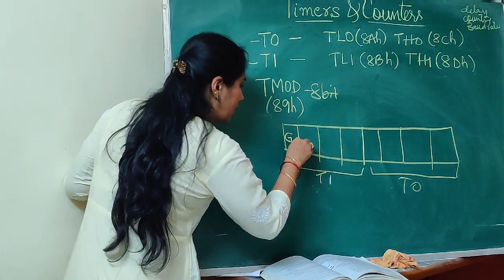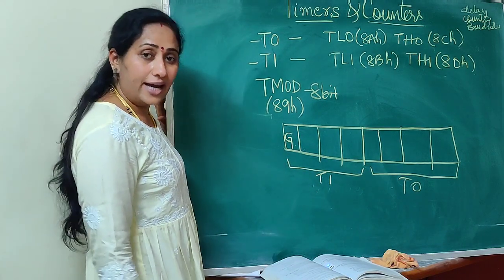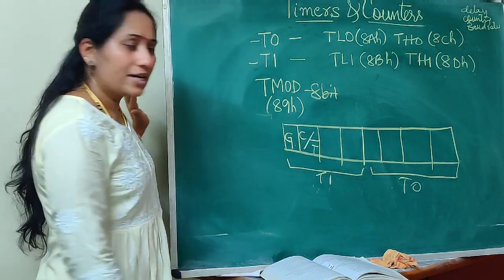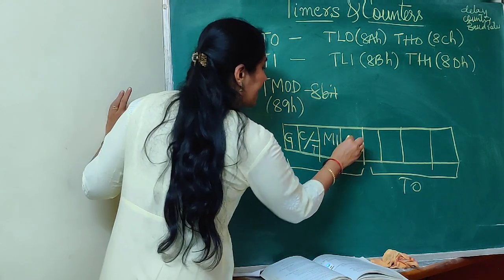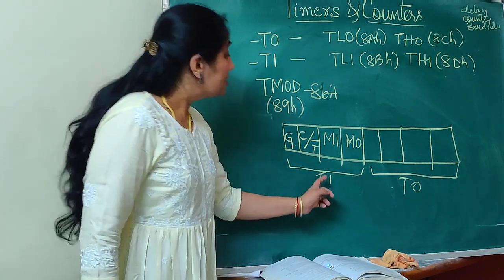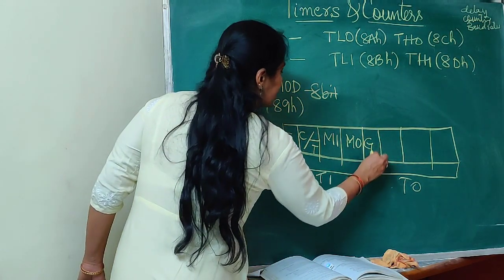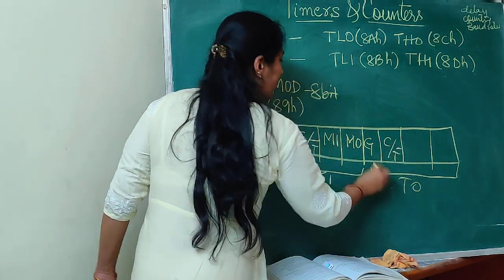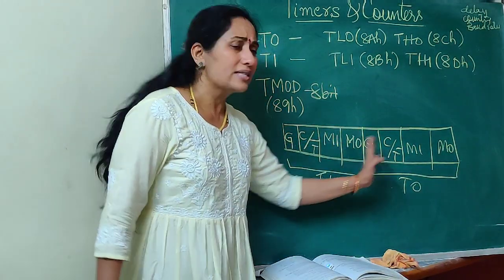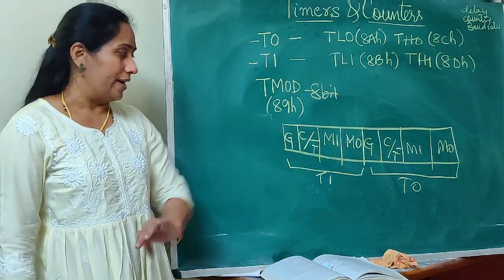So here the bit is going to be the gate. This is going to be the gate control bit. Next one, C/T bar. And these are the mode select bits, M1, M0. This is going to be for timer 1. The same bits are there for timer 0. That means it's just a replica. That is, this is the gate, this is C/T bar, this is M1, and this is M0. You can see over here the same 4 bits are there for timer 0 and the same 4 bits are there for timer 1.